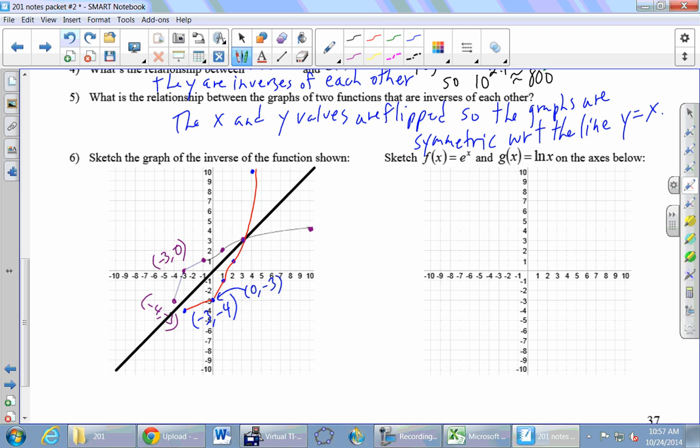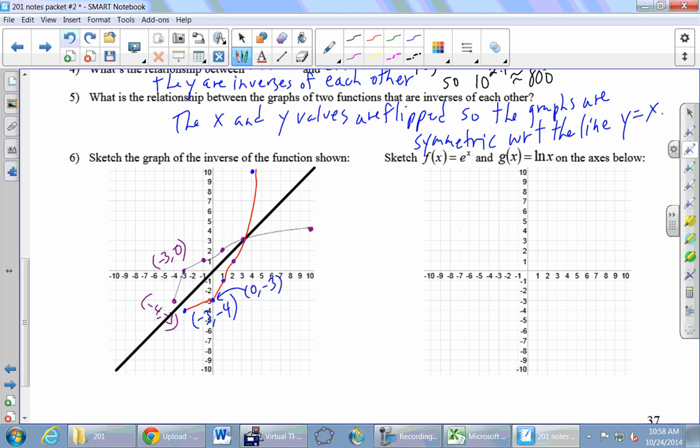Okay, and the next problem over here, the next graph, it says sketch e to the x and ln of x on the axes below. So e to the x, we've seen this guy before, so it shouldn't take too long to graph it. It is an exponential function. Is it an exponential growth or decay? It's growth because that e is about 2.7, which is bigger than 1, the magic cutoff.